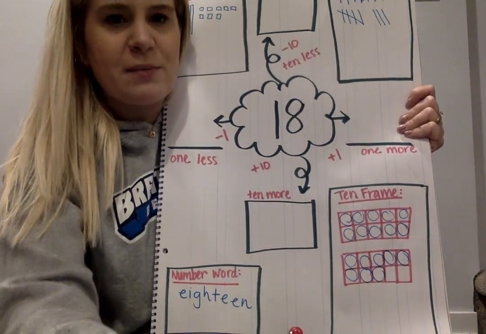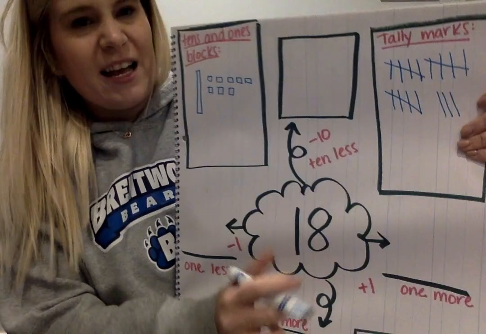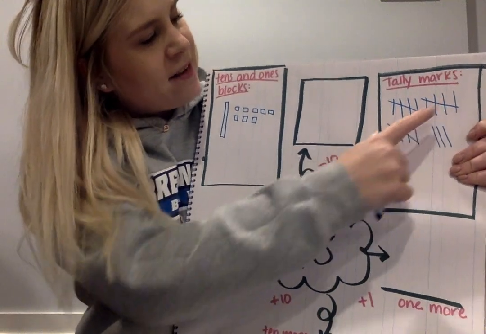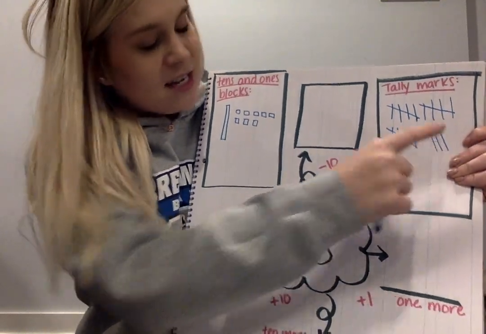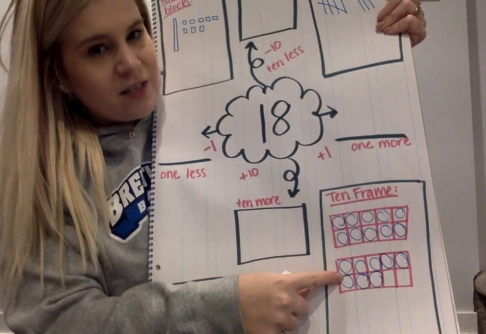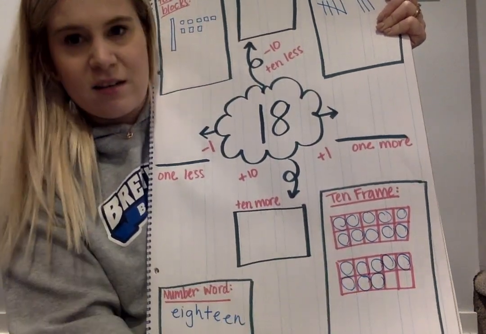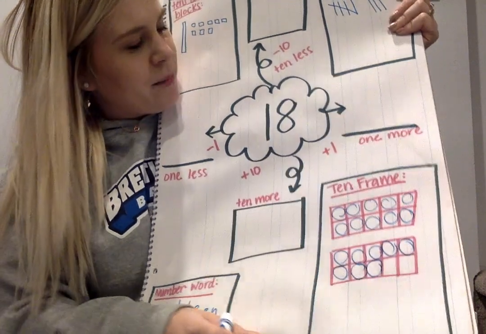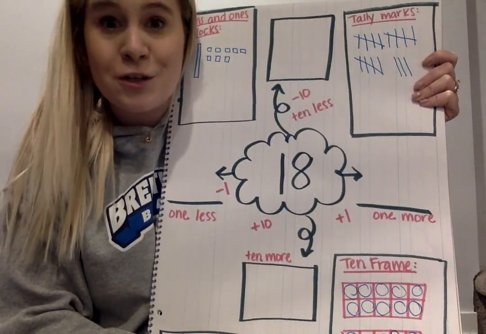That kind of reminds me of my tally marks. Like I had 3 fives, 5, 10, 15, 16, 17, 18. And then here it's like 5, 10, 15, 16, 17, 18. Okay, well let's look at our ten frame. Oh my goodness, our 120 chart.